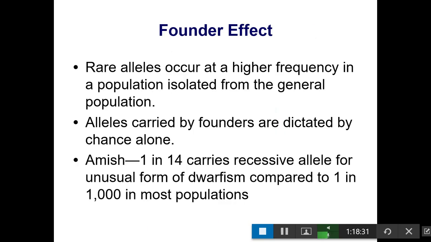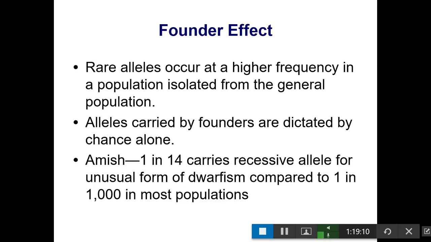Okay, next we said the other type of drift is the founder effect. This is where rare alleles occur at a higher frequency in a population isolated from the general population. So alleles carried by founders are dictated by chance alone. Think of what is a founder? They found something, they begin something, they start it. This is where a population will leave the main population and become isolated. They founded a new population, and they are only going to interact with each other.